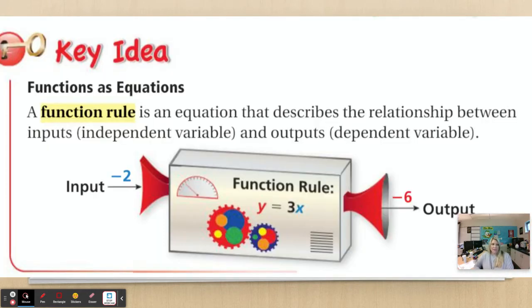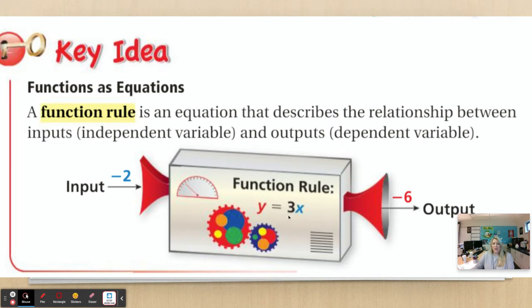This might make more sense. A function rule is an equation that describes the relationship between inputs and outputs. Take a look at this function machine. Notice that there's input going in on this side and output coming out on this side, and then there's a function rule in the middle. Our input value is -2. This blue -2 is going to go into the machine. Then there's this rule that happens to the -2, the relationship, and then boom, it comes out as a -6, the red -6.